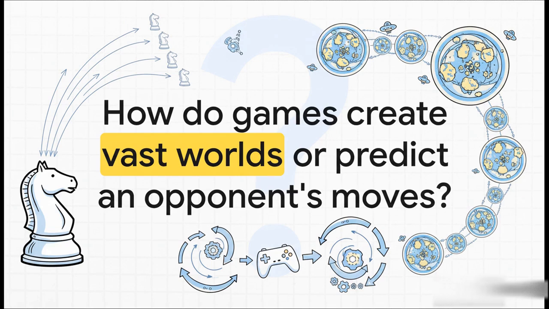How does a chess AI seem to know exactly what you're going to do next? Or how can a game generate a whole universe of unique planets? Well, the answer, a lot of the time, is recursion. And today, we're going to break down exactly how it works.